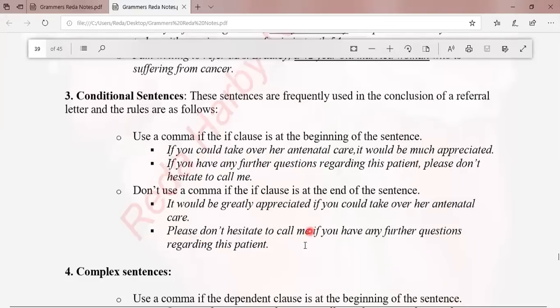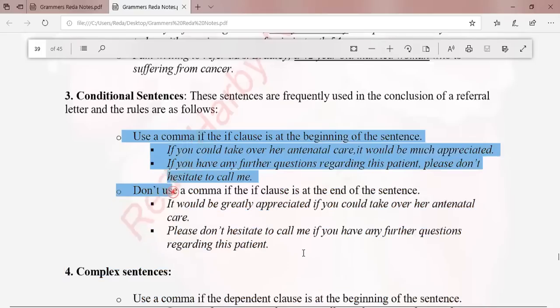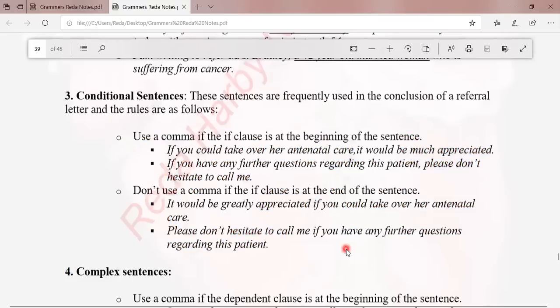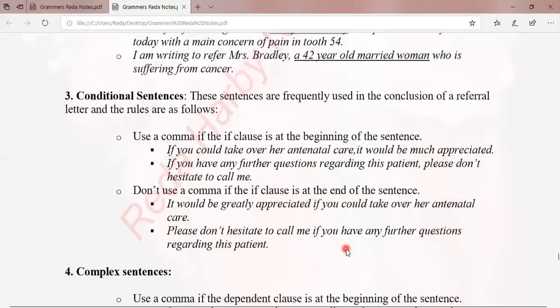Don't add comma. Very nice. Very, very nice. Again, don't add comma if in the beginning, but don't add comma if at the end. Okay? This is called complex sentences.